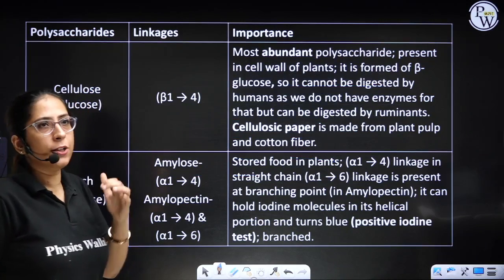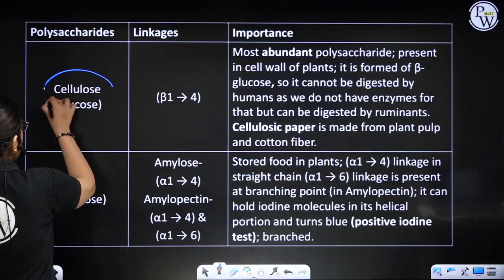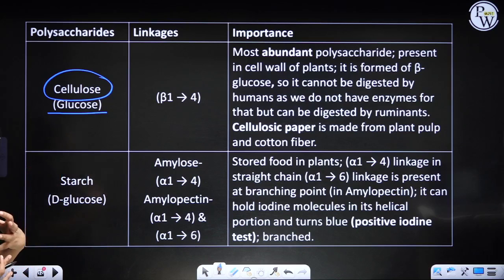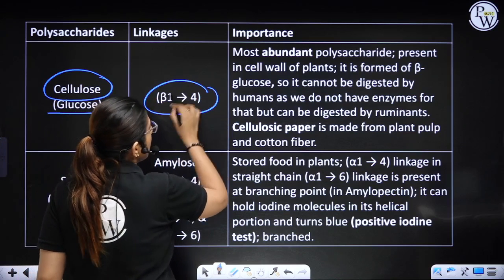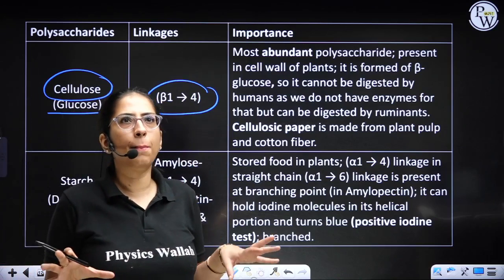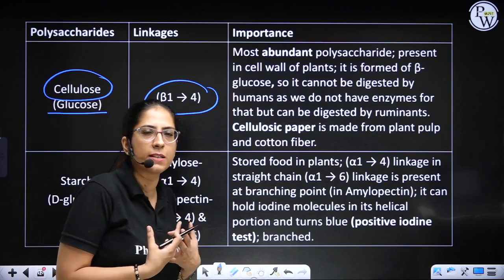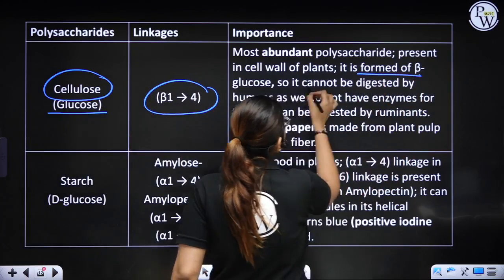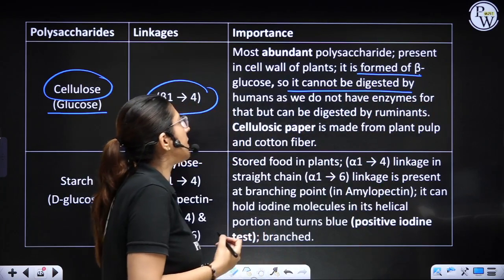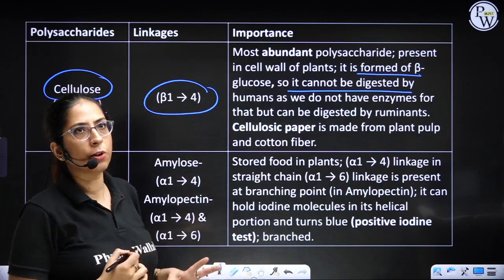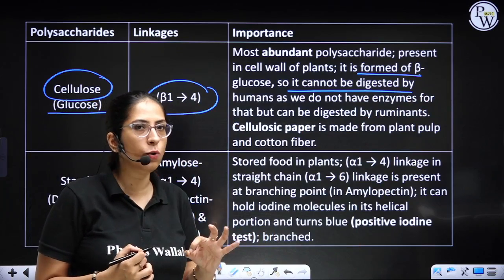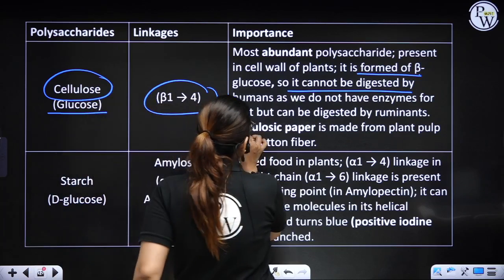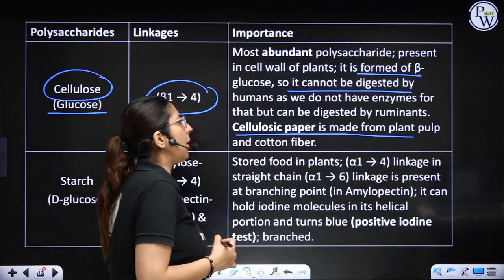Now, polysaccharides. The first polysaccharide in your syllabus is cellulose. The monomeric unit present in it is glucose, with a beta 1,4 linkage. This is the most abundant polysaccharide. Cellulose is present in the cell wall of the plant cell. It is formed by beta glucose. It cannot be digested by humans, as we do not have the enzyme for that, but it can be digested by ruminants. The enzyme required is cellulase; we do not have cellulase, so we cannot digest cellulose. Cellulosic paper is made up of plant pulp and cotton fiber.